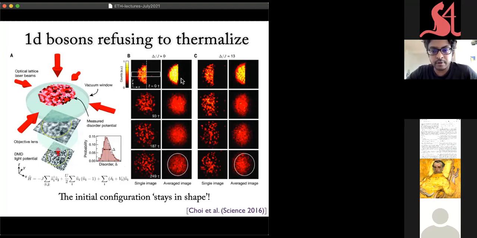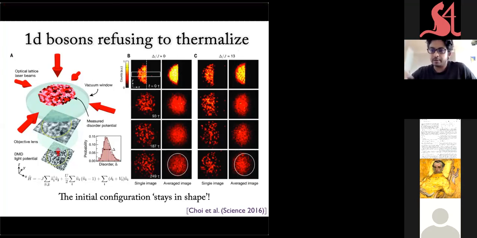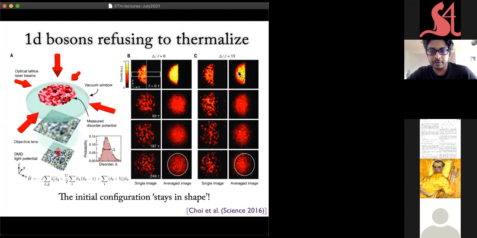So you have the same configuration as over here, and you let it time evolve, and you can clearly see that the atoms actually continue to live on the left side. So it clearly preserves the memory of the initial state. You can say that the initial configuration actually stays in shape at later times.